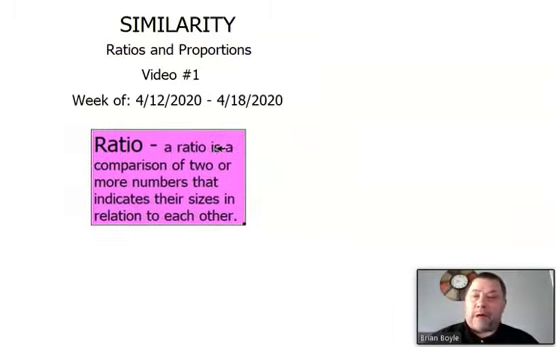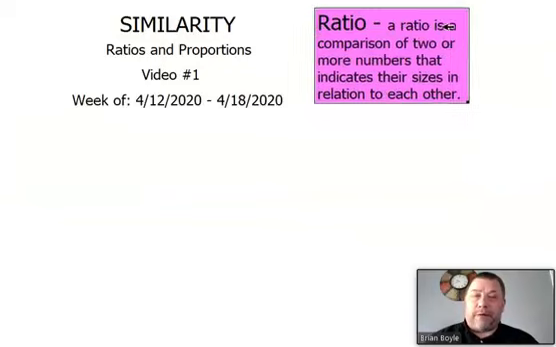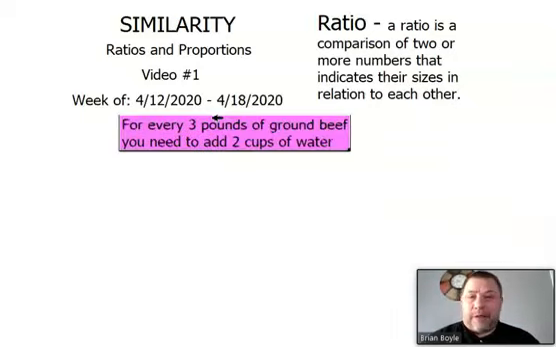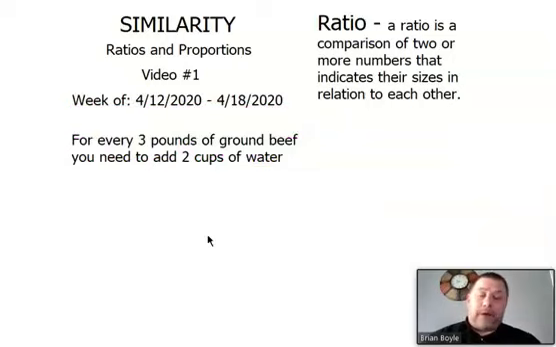So first of all, I'm going to put a couple definitions up here on the board for you. I'll leave this one right up there. A ratio is really nothing more than a comparison of 2 numbers, okay? For example, here's a real life example. Let's say you have a recipe, and for this particular recipe, every 3 pounds of ground beef you use, you need to also add 2 cups of water. That's a ratio. 3 pounds of beef, 2 cups of water.